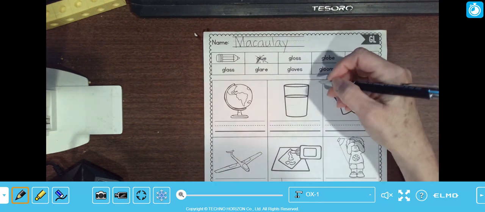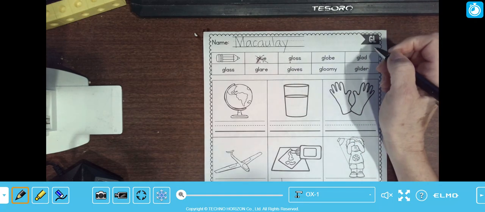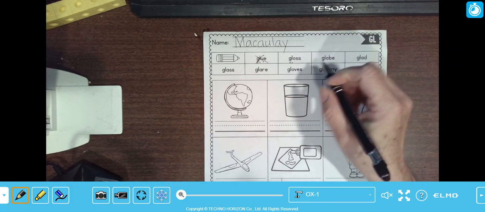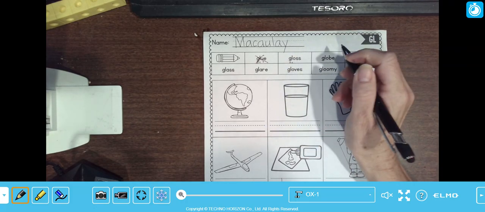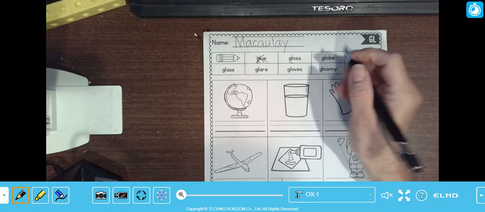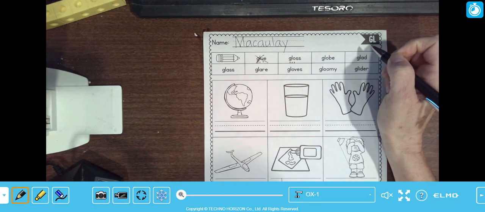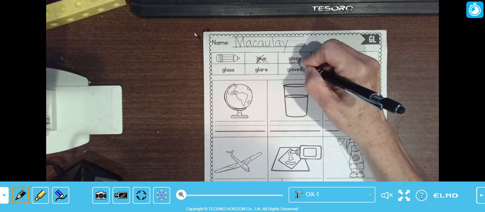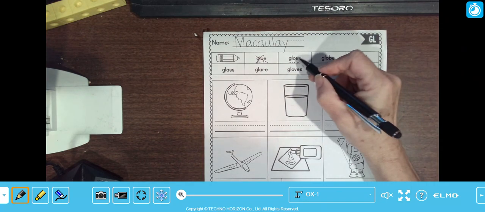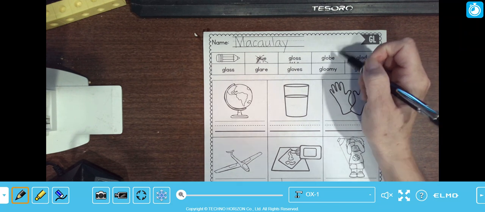Sound of the G. Do you know what sound it makes? G, right? Sound of the L. L. And what does it sound like when you blend the two together? Glue. Glue. Glue. Okay. Sound of the O. Ah. And sound of the two S's together. S. Even though there's two S's, it only makes one S sound. S. Okay, let's blend it.